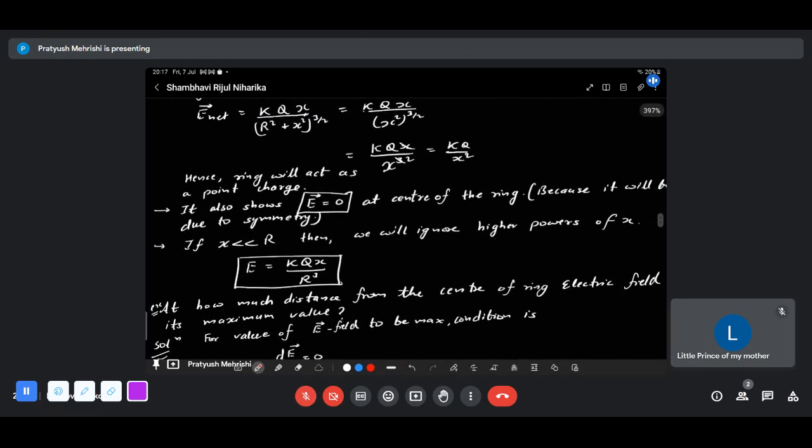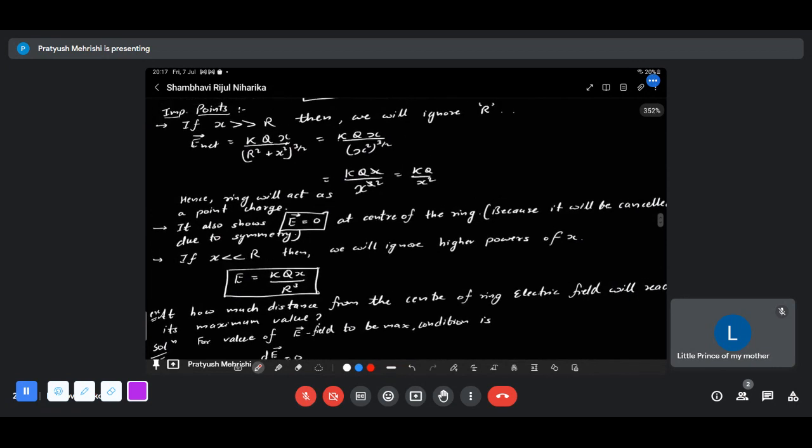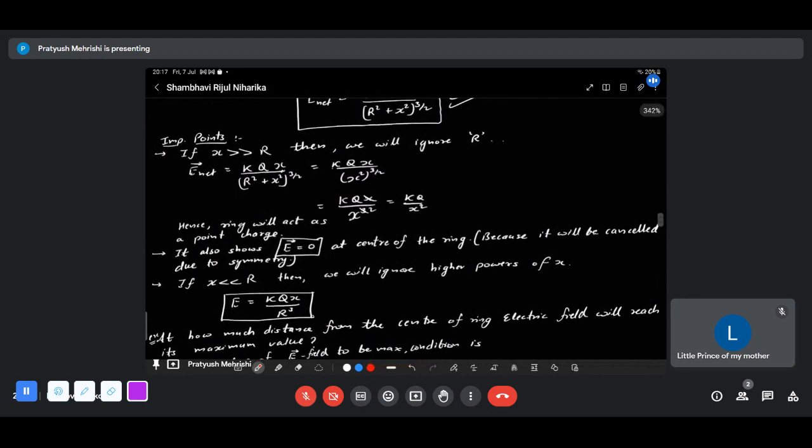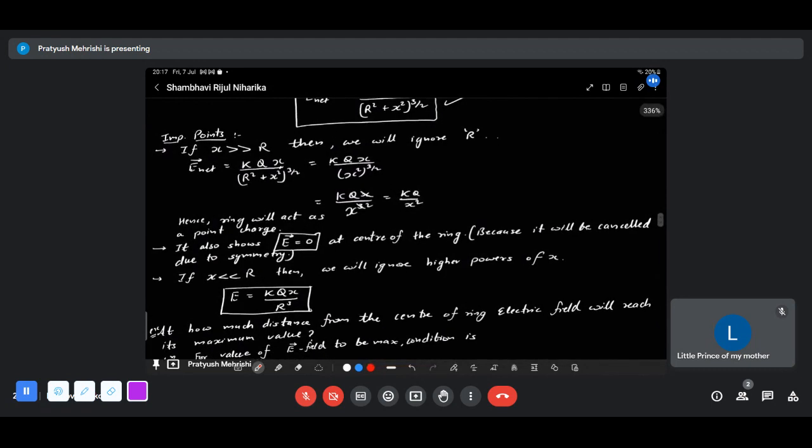At how much distance from the center of the ring will the electric field reach its maximum value? Solve it now.